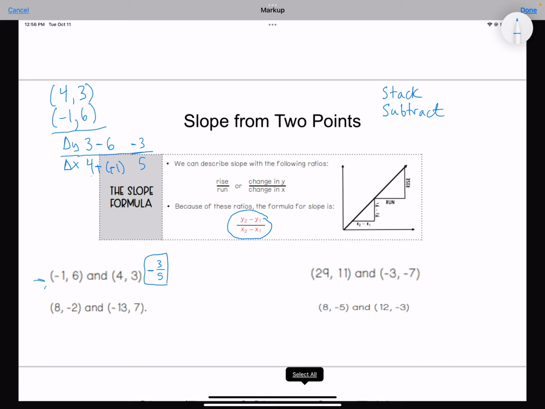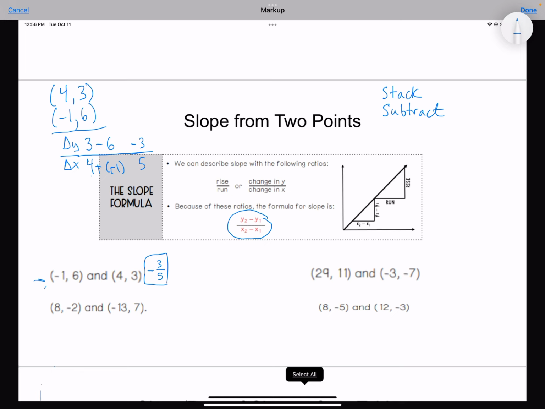Okay? It's really important you subtract in the same order, and it's really important you stack them. Today, too many kids were trying to do it without stacking, and they were subtracting the wrong numbers. So stack and subtract.